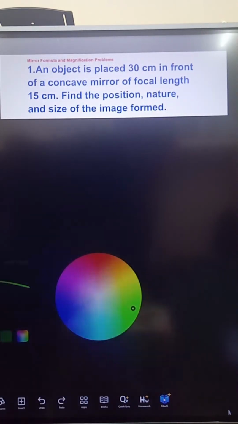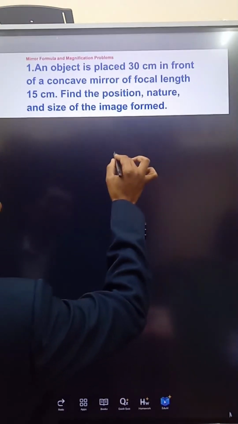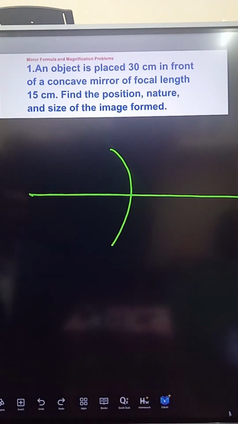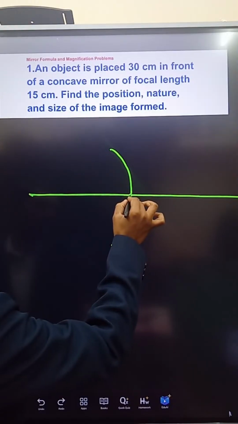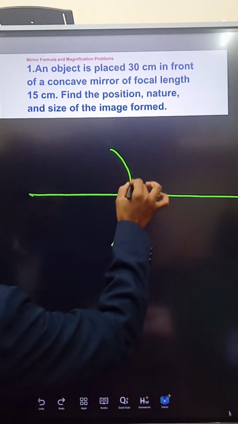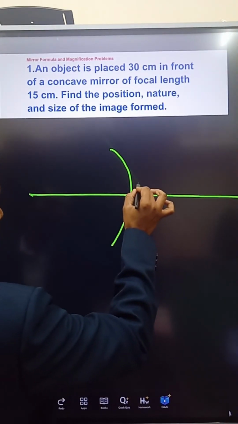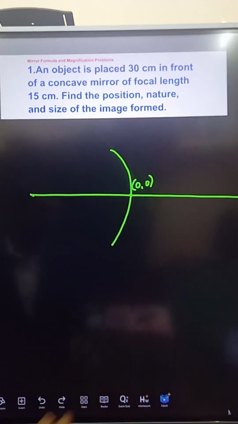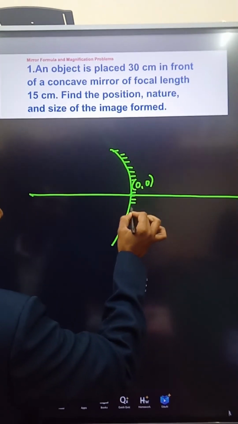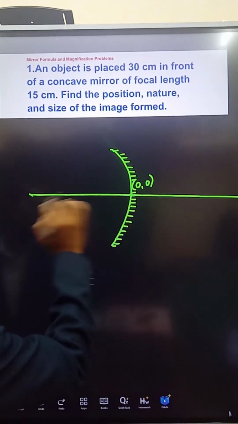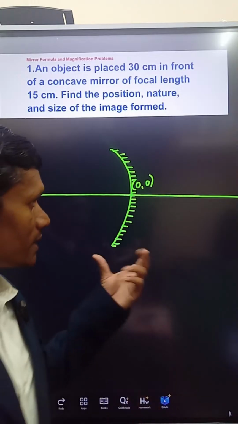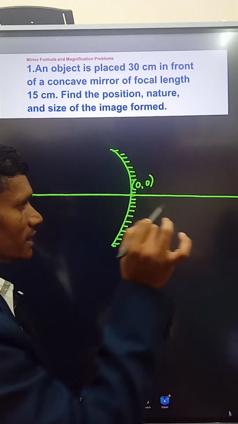Now coming to the first sign conventions, look at this. Let us draw a mirror, a concave mirror I have drawn here, right? Now here, this is the pole of the mirror, as you already studied. Center of the mirror, that is the pole. From the pole, we consider this pole as origin, like 0, 0 origin, right? If it is a concave mirror, you need to show the rough surface on this side and the polished surface on this side, right?